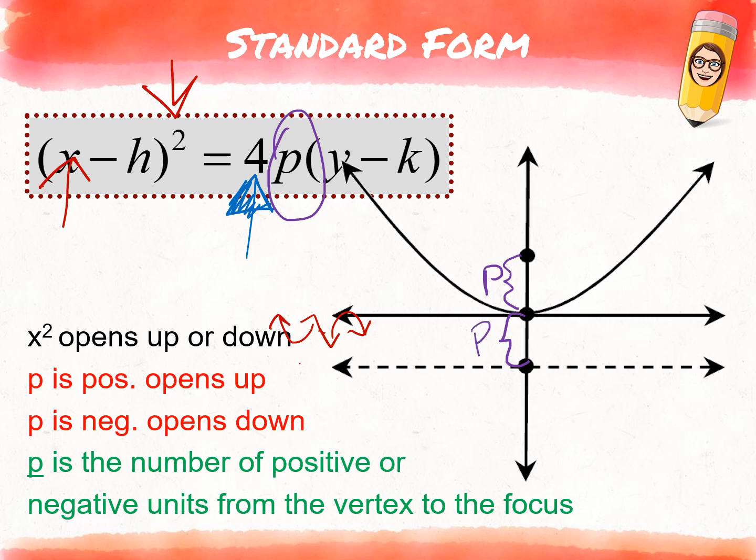Of course, it's not always going to say 4 times p. It might say 12. Oh, well then p would be 3. Or it might say 20. Then p would be 5. So you might have to just divide to find that p value. Now what we're used to, as always, is that whatever is being added or subtracted to the x and the y is your vertex.